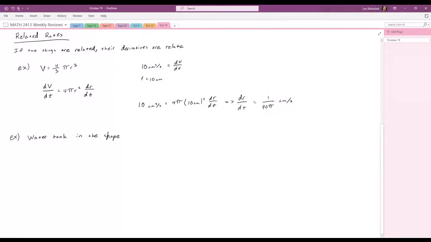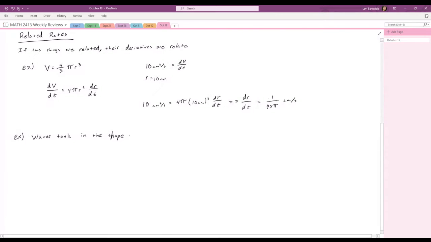You will see all kinds of problems using water tanks, using balloons, using piles of sand, things like that. It's just going to be the same problem phrased differently.